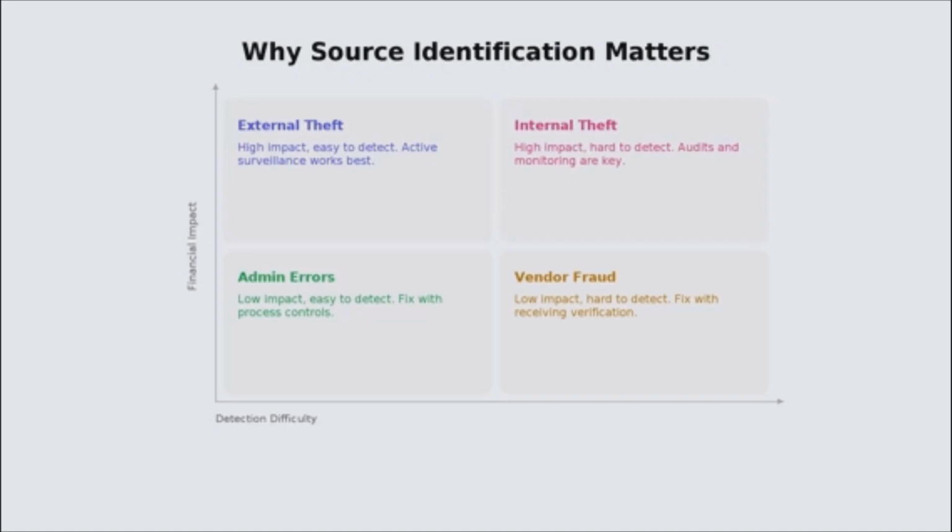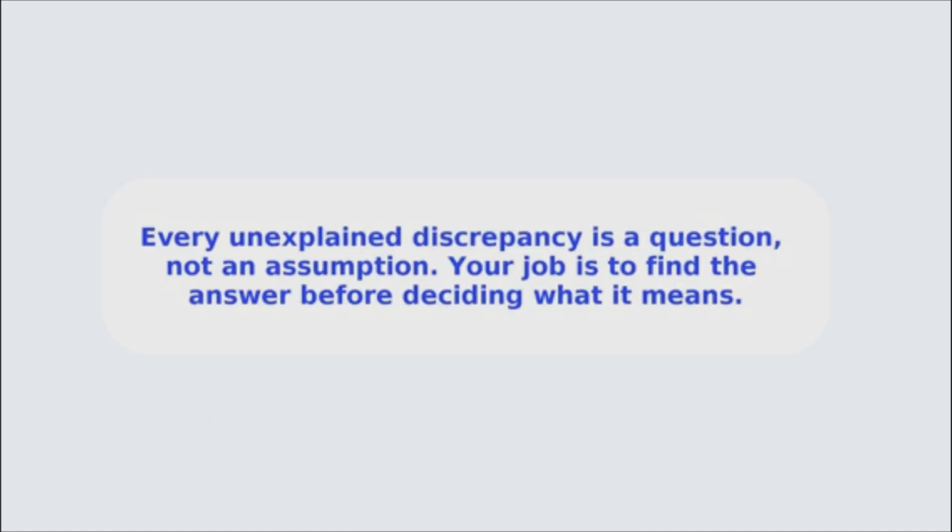Treat every discrepancy as a question, never a conclusion. That missing item could be theft, a receiving error, a data entry mistake, or vendor fraud. Jumping to the wrong call wastes time and can hurt innocent people. First, investigate. Categorize accurately, then act. That discipline separates professional loss prevention from reactive guesswork.